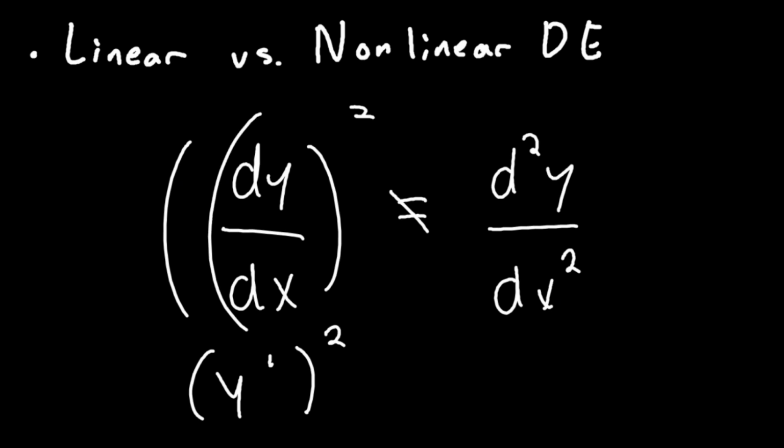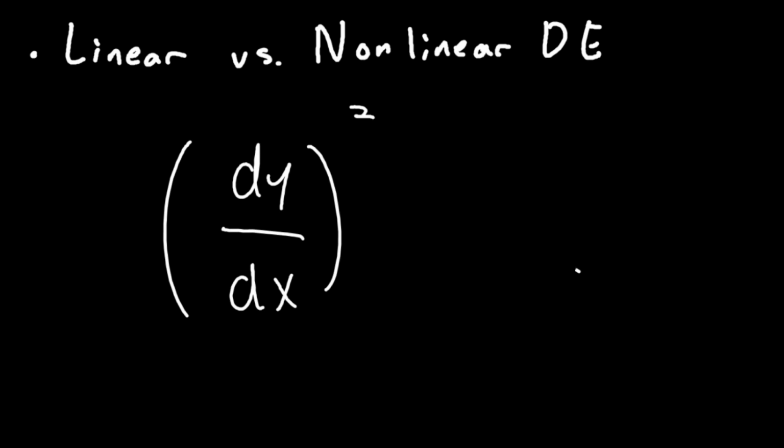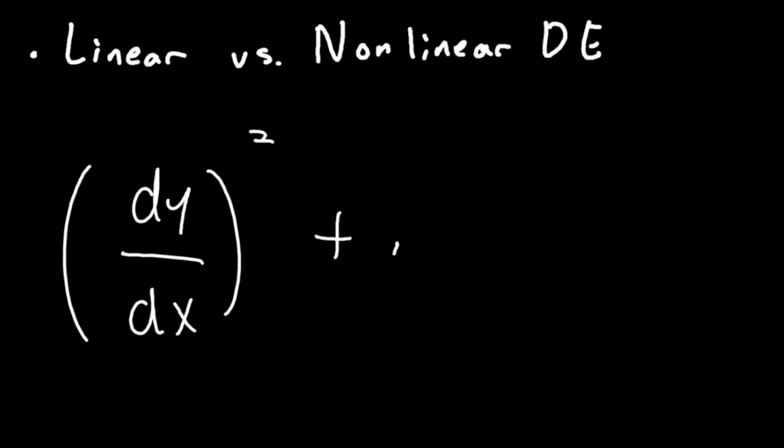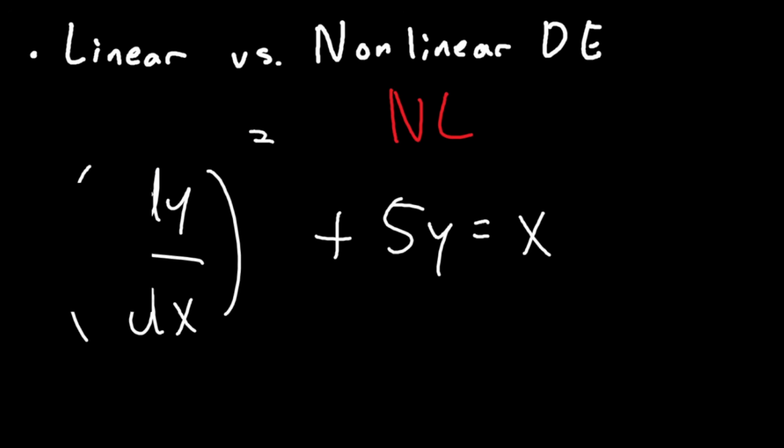So this right here, dy over dx squared, if you see this inside of a differential equation, like for example, plus, let's say 5y is equal to x, this differential equation right here is nonlinear. And the reason why is because your derivative is being squared. Now, if this was different, and actually let's copy and paste it so you can look at both examples.